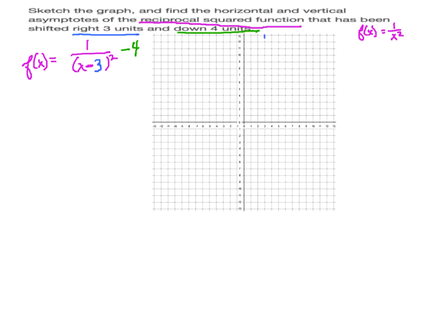Okay? And they ask us to sketch this graph. So since I went to the right 3, my vertical asymptote shifts from the y-axis right 3.